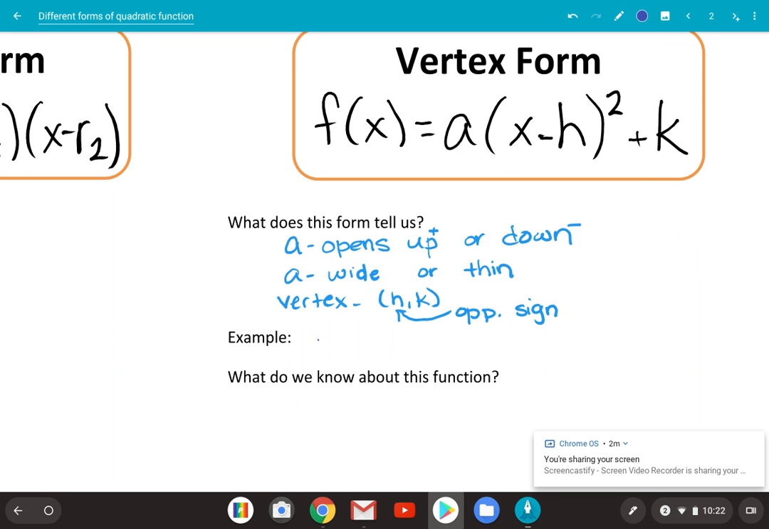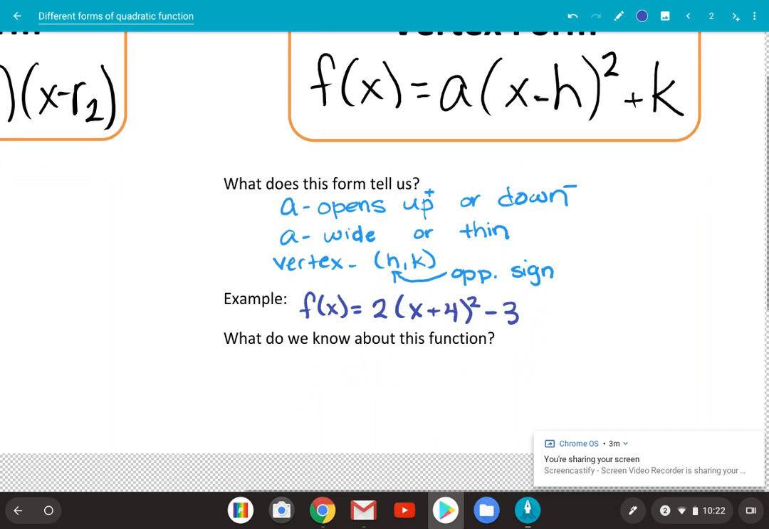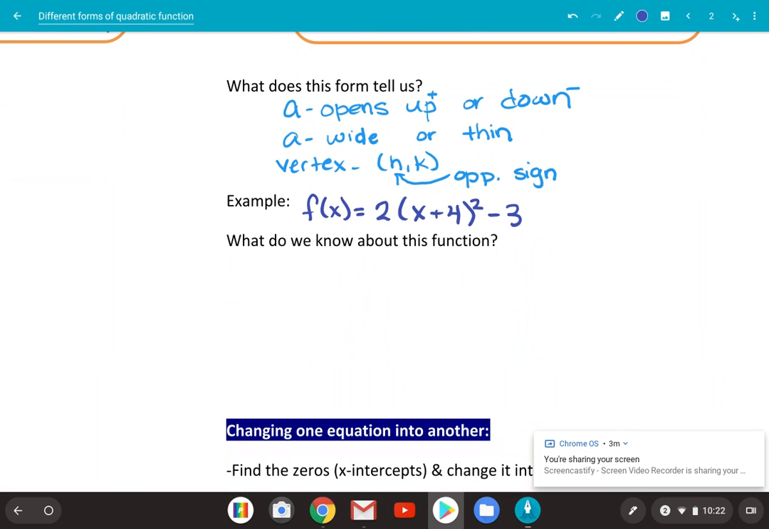All right, so one example we're going to do is f of x equals 2(x plus 4) squared minus 3. And just looking at that equation, what does it tell us? We're not going to graph it at all, but just by looking at it, what can we tell? The first thing we know is that 2 is positive, so it's going to open up. We also know 2 is bigger than 1, so it's going to be very thin or narrow.